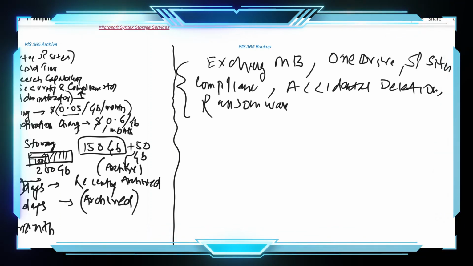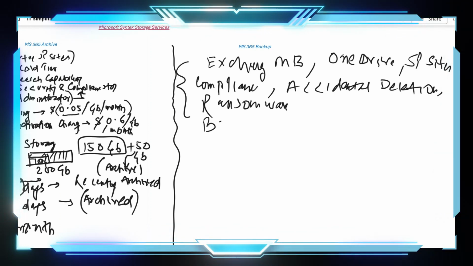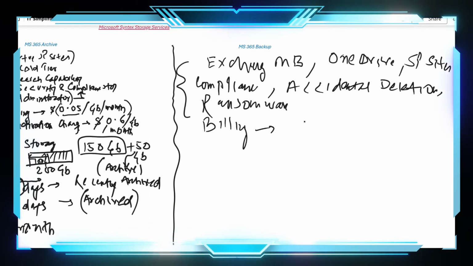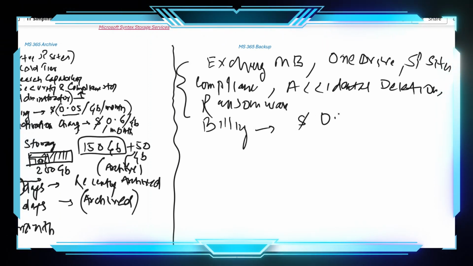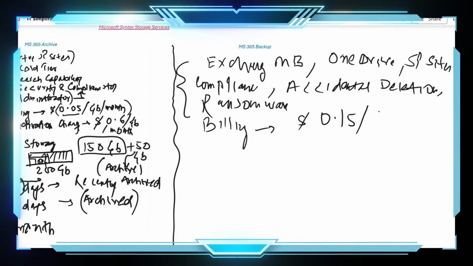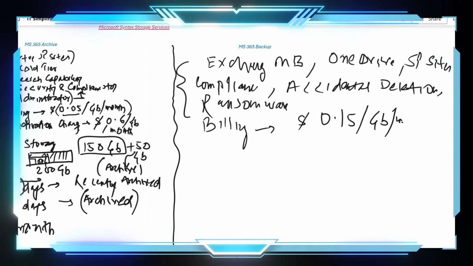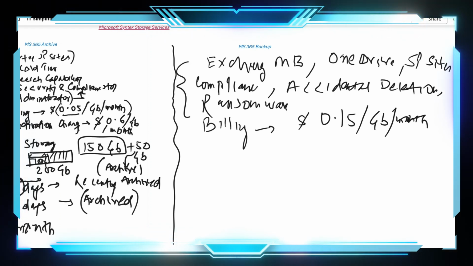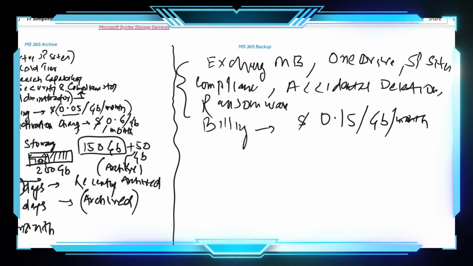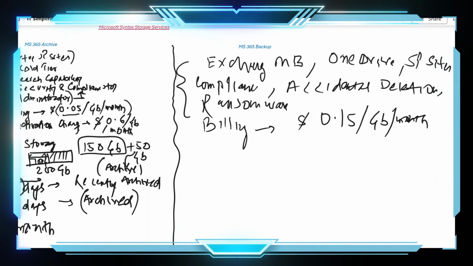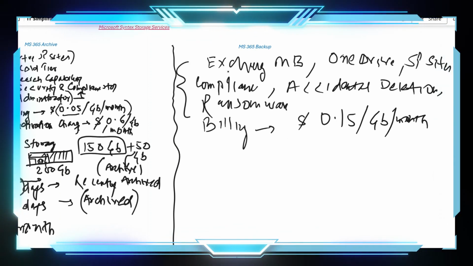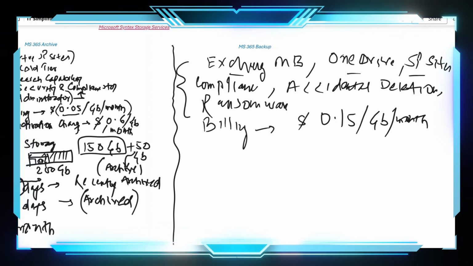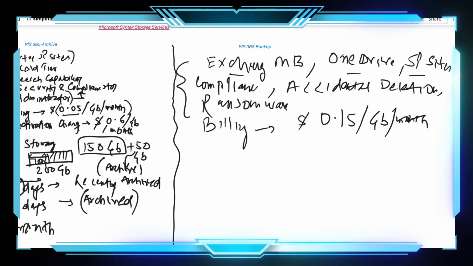Now, from the billing perspective, the cost is 0.15 per GB per month. Now, these costs I'm talking about are in US dollars, so depending upon the currency, it will change. So, 0.15 per GB per month of the protected item. And what are the protected items? These are the Exchange mailbox, OneDrive, and the SharePoint sites, right? So that's going to be the cost for that.